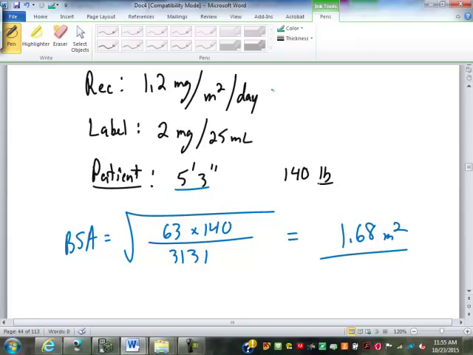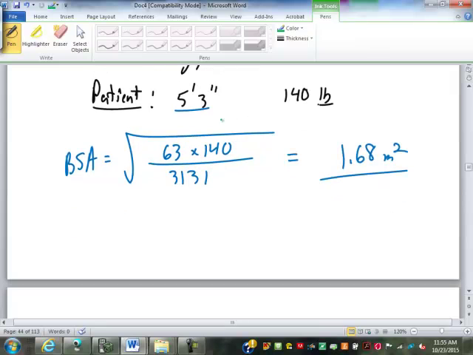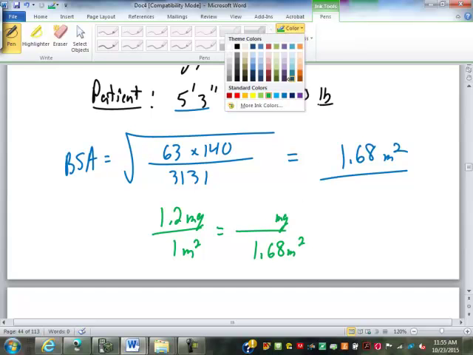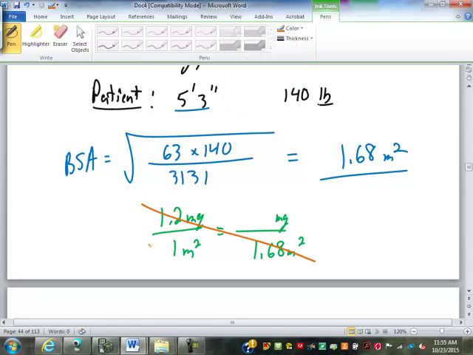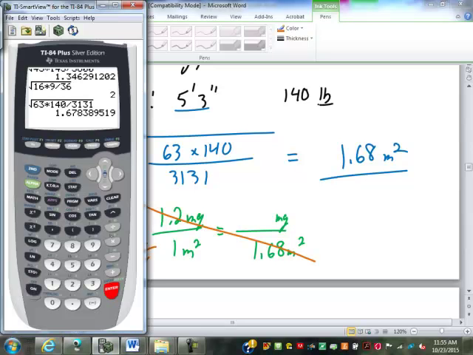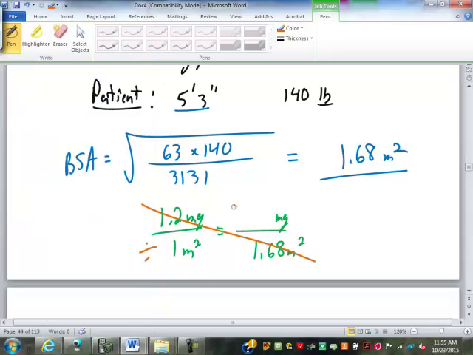Next, that's 1.2 milligrams per square meter per day. So 1.2 milligrams per 1 square meter equals how much? How many milligrams for our 1.68 square meters? So 1.2 times 1.68 divided by 1 gives us 2.016 milligrams.